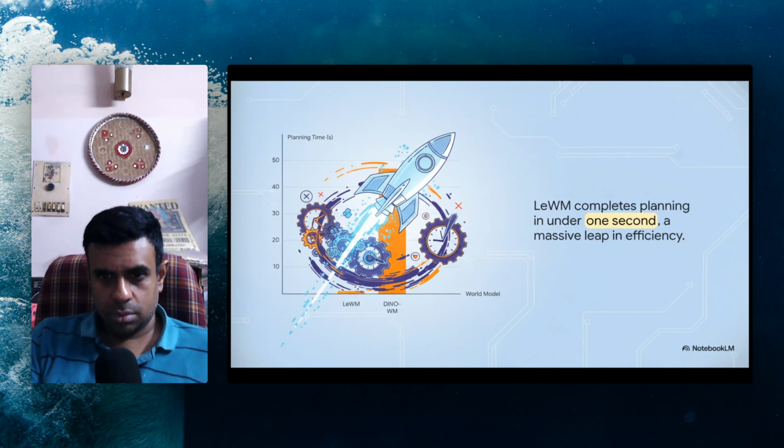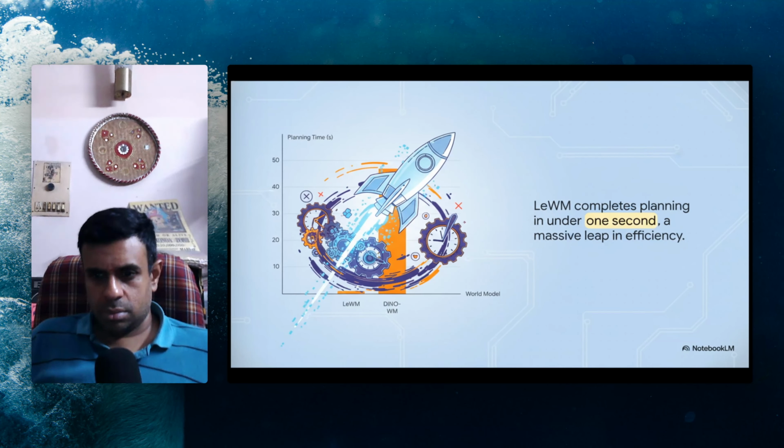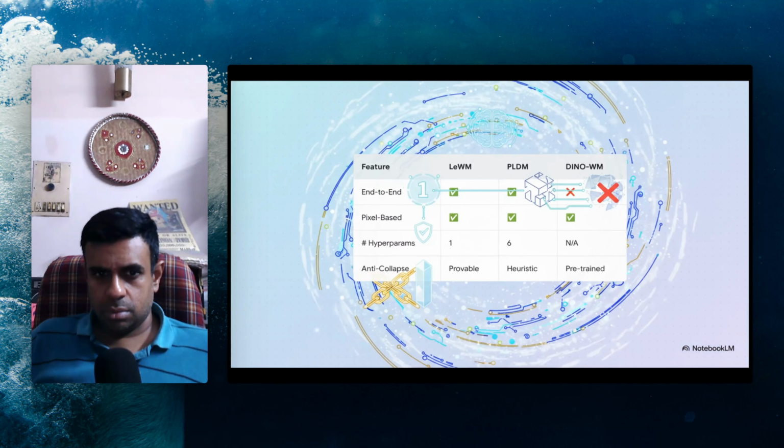It's a massive leap in efficiency. And the scale of this difference is just staggering. I mean, look at this chart. LeM, over on the left, gets its planning done in under a second. The other model, a really powerful one called NotebookLM, takes a full 47 seconds to do the same thing. That is the difference between an AI that can react in almost real time and one that's just left in the dust.